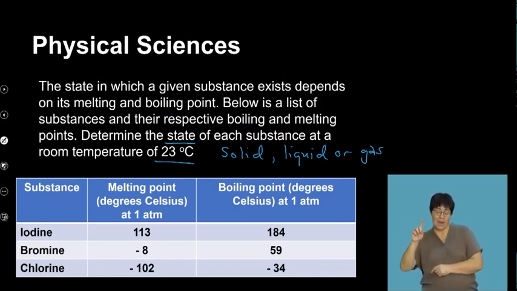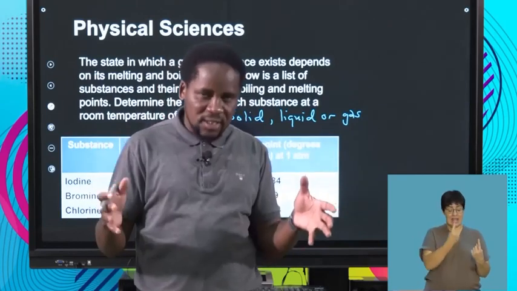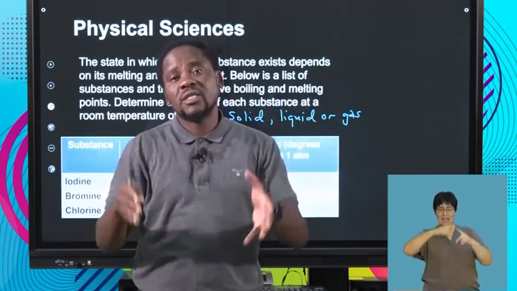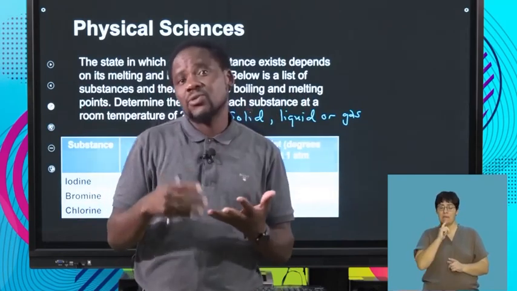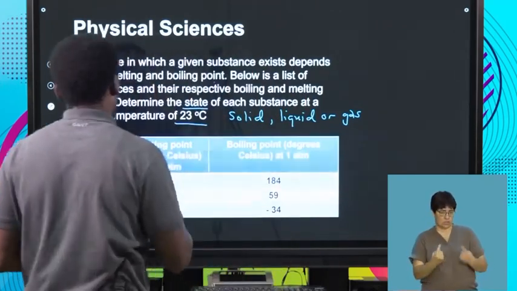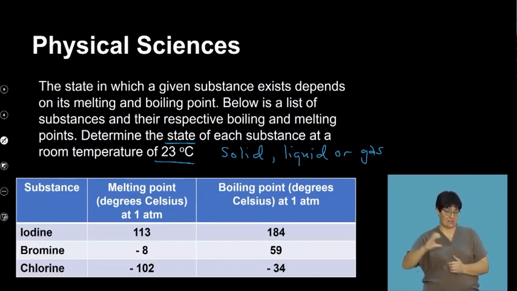So now we know the difference between melting and boiling point. Having said that, we want to decide whether for each of these substances, at that temperature of 23 degrees Celsius, it exists as a liquid, a solid, or a gas. Now, at 23 degrees Celsius, we have iodine, which melts at 113. So 23 degrees Celsius is actually lower than 113. Now, it means then for iodine, at that temperature, it will still be in liquid form.